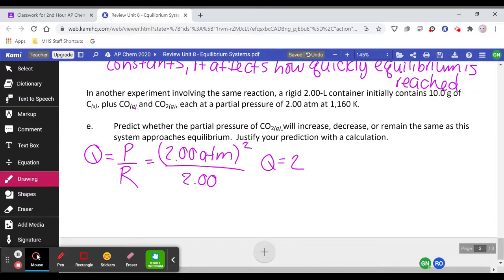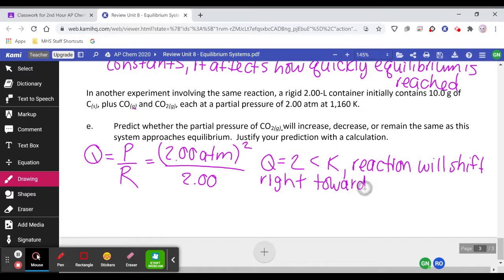Okay, and so if we compare that to K, Q is less than K. And so what does that mean? If Q is less than K, then that means we have too much reactant. And so where are we going to shift? Right, towards the products. Good. So the reaction will shift right towards the products to reach equilibrium.